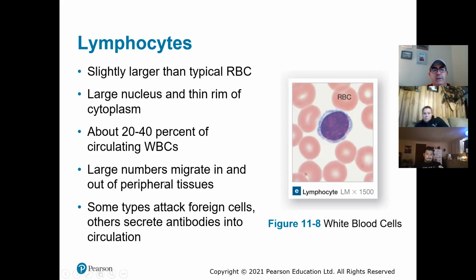Large numbers of them migrate in and out of peripheral tissues. Some can attack foreign cells, others secrete antibodies. T cells and B cells are both lymphocytes. Okay, when you hear about T cells and B cells in your immune system, they are both types of lymphocytes that we'll talk about. So these go out and they actually look for a specific pathogen. They're looking for a particular pathogen that they've gotten the message to go out and attack.